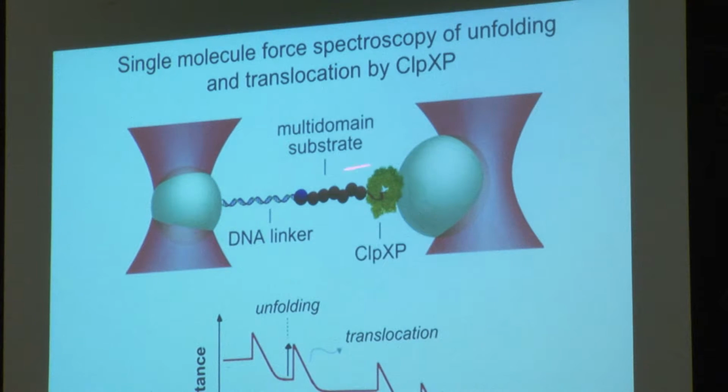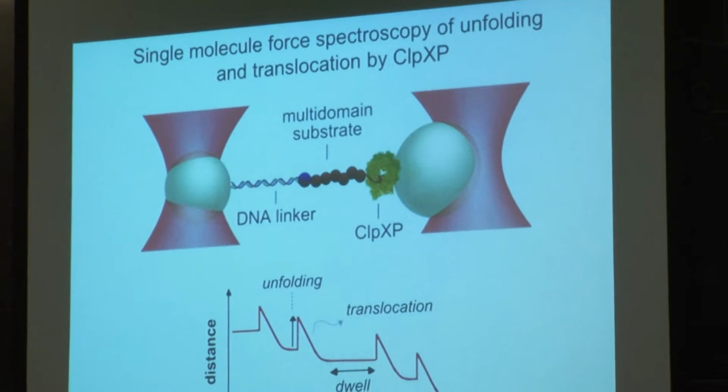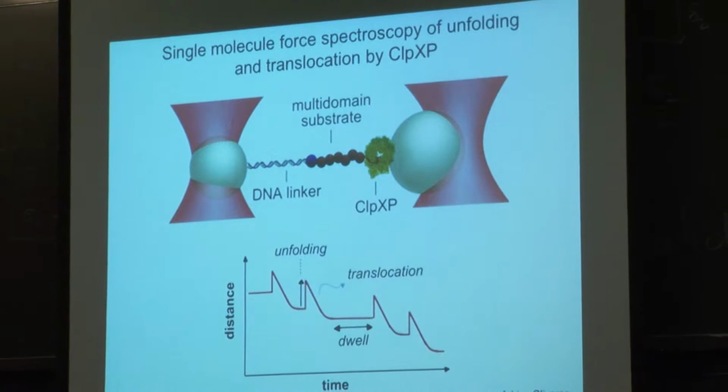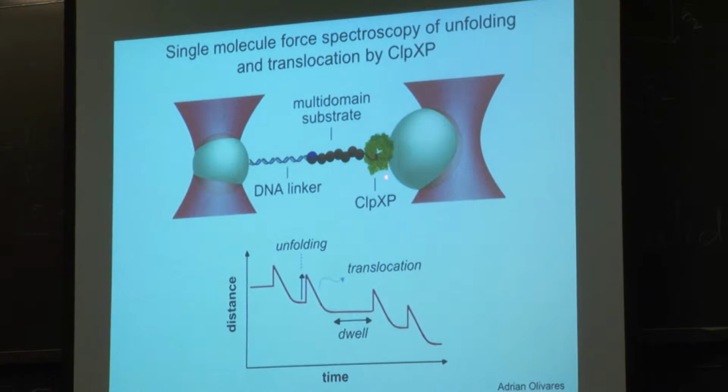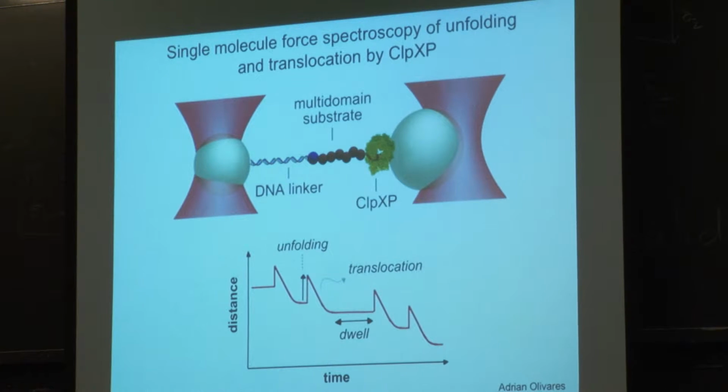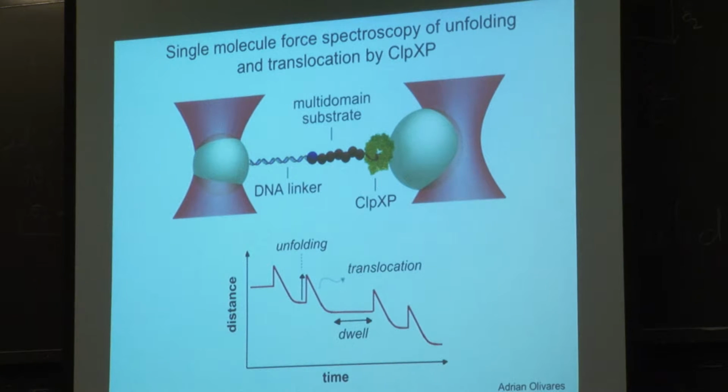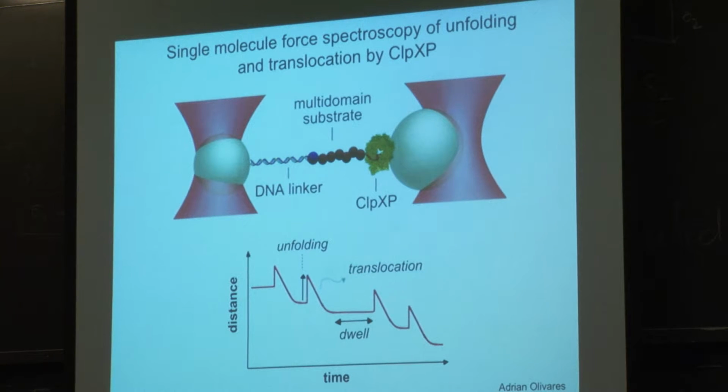So in the experiments that Adrian actually did for this system, he attached ClpXP to a bead using streptavidin and biotin, which is, I believe, an interaction you guys are familiar with. And he attached a multi-domain protein substrate to a DNA linker so that the SSRA tag was at the end of this substrate. He was able to move the two beads together so that at some point the ClpXP bound the SSRA tag, and then he could record the bead-to-bead distance during the unfolding and translocation of this substrate.